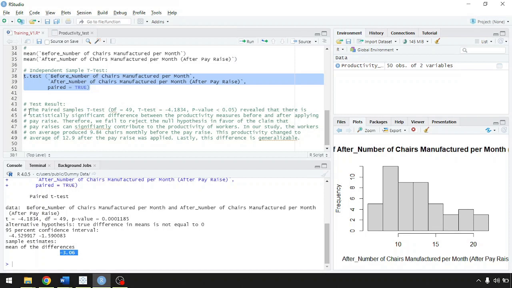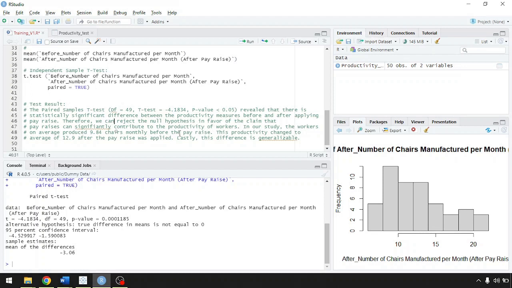So we write the conclusion paragraph here. The paired sample t-test with degrees of freedom of 49, t-value of minus 4.18, and p-value below 0.05 revealed that there is a statistically significant difference between the productivity measures before and after applying the pay raise. Therefore, we can reject the null hypothesis in favor of the claim that pay raises can significantly contribute to the productivity of workers.